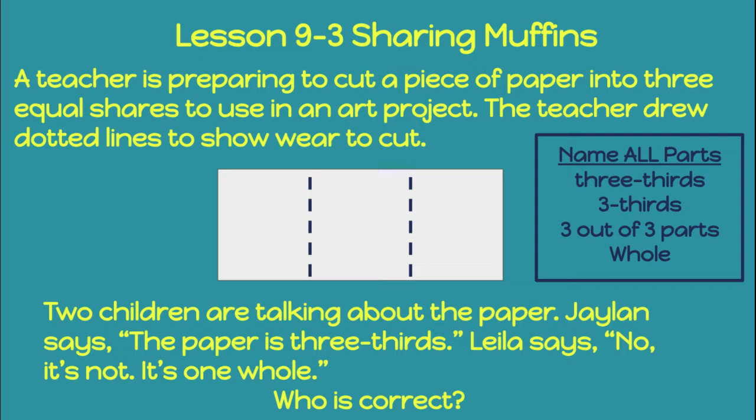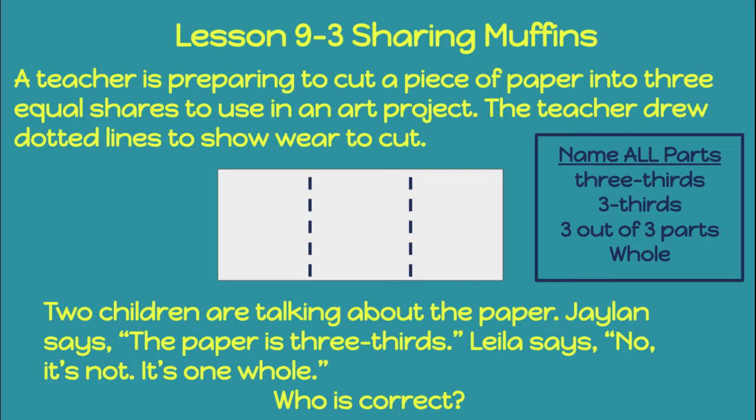So our first question says, a teacher is preparing to cut a piece of paper into 3 equal shares to use in an art project. The teacher drew dotted lines to show where to cut. 2 children are talking about the paper. Jalen says, the paper is 3/3. Leela says, no, it's not. It's 1 whole. Who is correct?